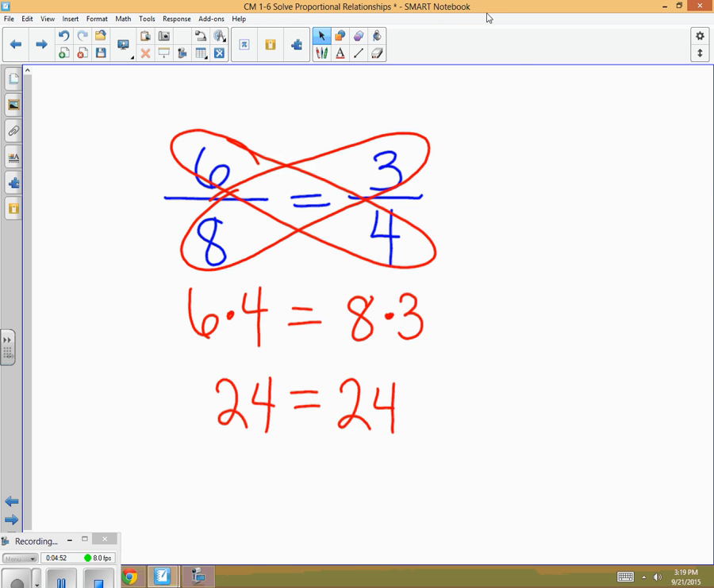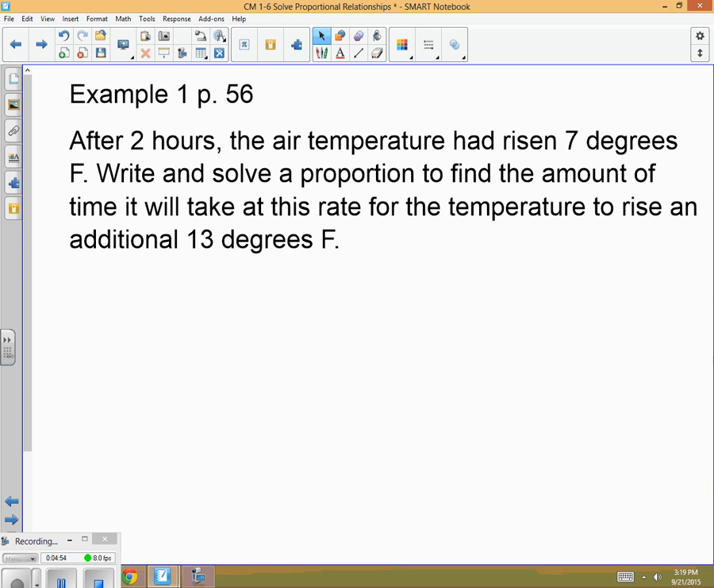Let's go to example 1. Example 1 says, after 2 hours, the air temperature has risen 7 degrees Fahrenheit. Write and solve a proportion to find the amount of time it will take at this rate for the temperature to rise an additional 13 degrees Fahrenheit.